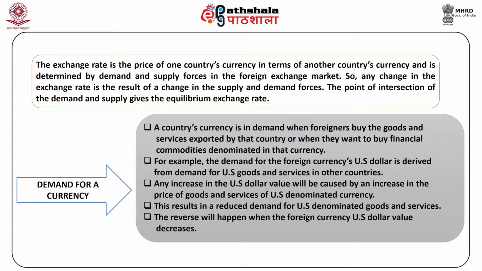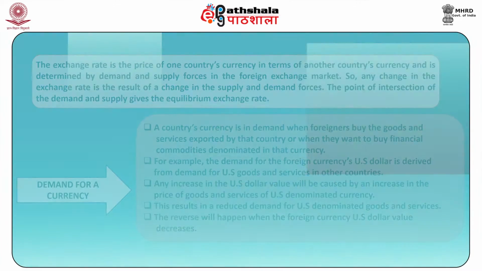Suppose the exchange rate of INR against the US dollar is at rupees 62.50. If the exchange rate appreciates to US dollar per Indian rupee at 45, the price of US commodities in terms of INR decreases. As a result, the demand for US commodities increases in India, leading to a rise in demand for US dollar. The reverse will happen if the exchange rate decreases. Thus, the demand for a currency in the foreign exchange market increases with the depreciation of that currency.